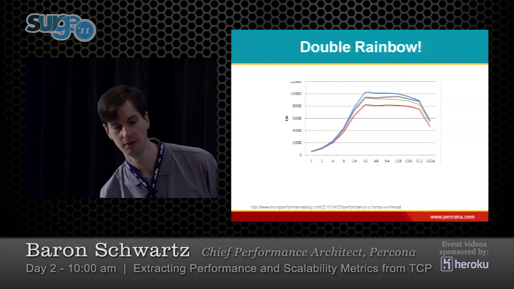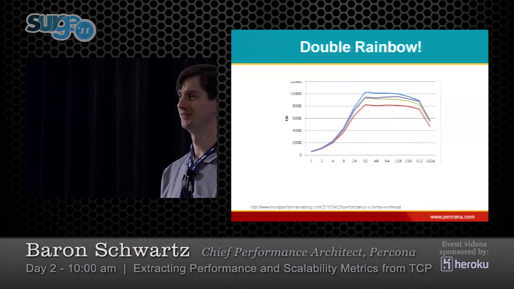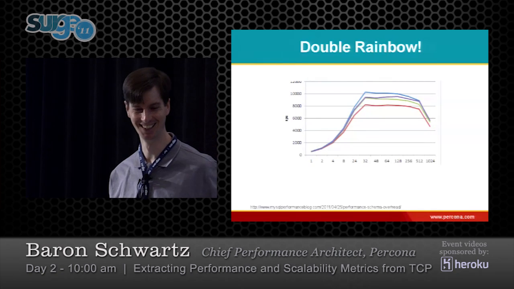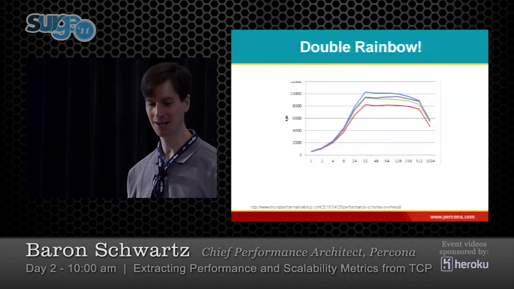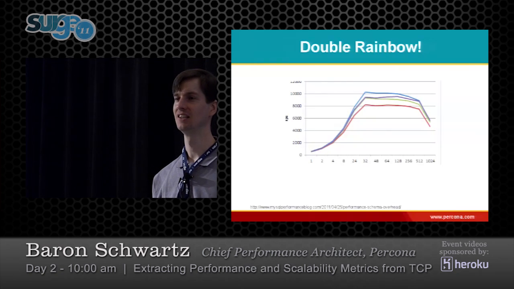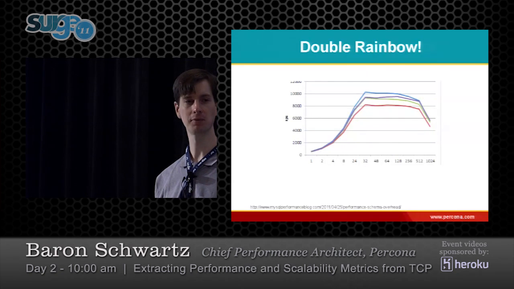The other thing to be careful of, here's our double rainbow. What does this mean? The other thing to be careful of here is don't just look at a graph and go, whoa, the shape of the graph. You also have to look at the units on the graph, because this graph actually curves up before it starts to curve down again. The universal scalability model doesn't do that. It only is concave downwards, right?